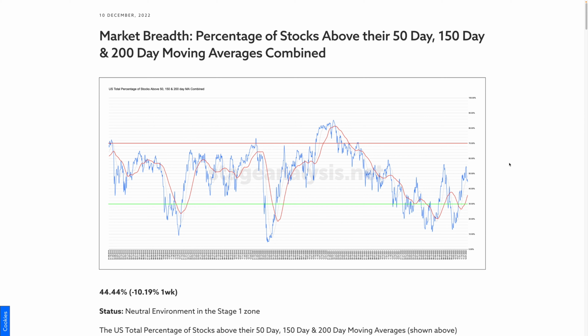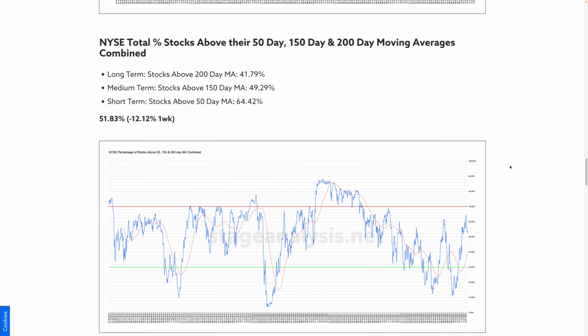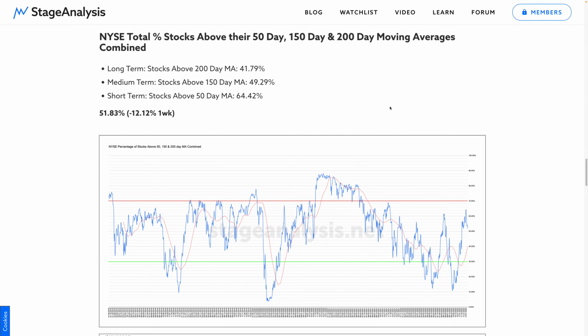So as I said, I want to start tonight by looking at what's going on in the market breadth data. This is the percentage of stocks above their 50-day, 150-day and 200-day moving averages combined chart. This is something that I do each week. It's a custom chart made by combining the data from, if I scroll down here, you can see, the NYSE chart.